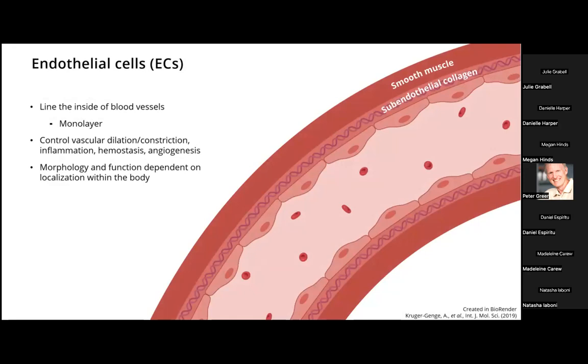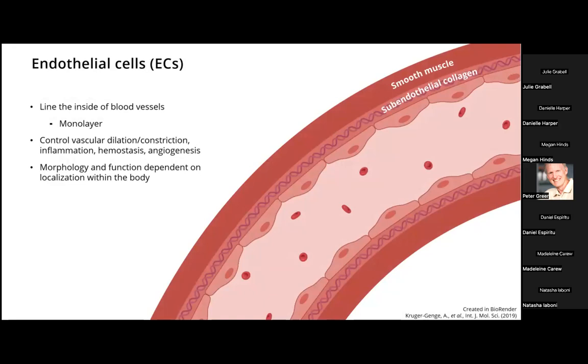Endothelial cells are those cells that line our blood vessels. They are arranged in a monolayer that interacts on one side with the basement membrane, namely the subendothelial collagen to which they're bound. On the other side, they interact with any circulating proteins, so things like cytokines, complement factors, anything like that.